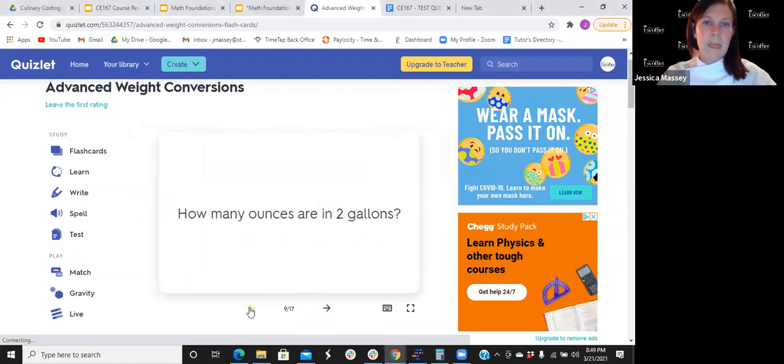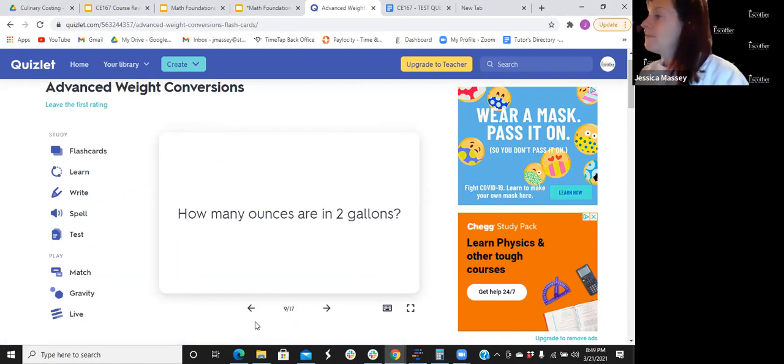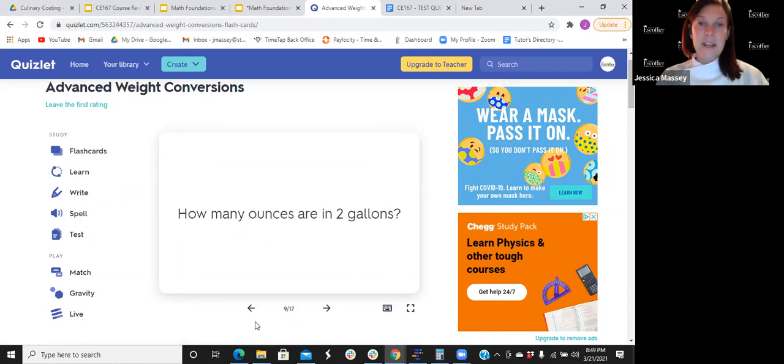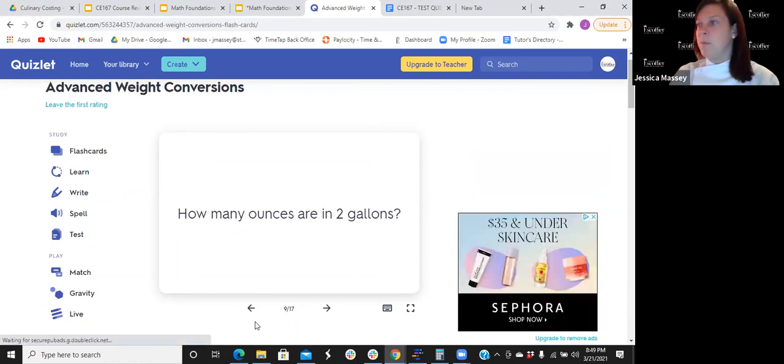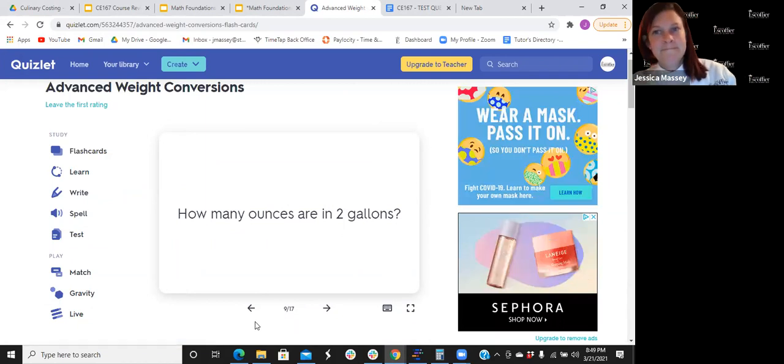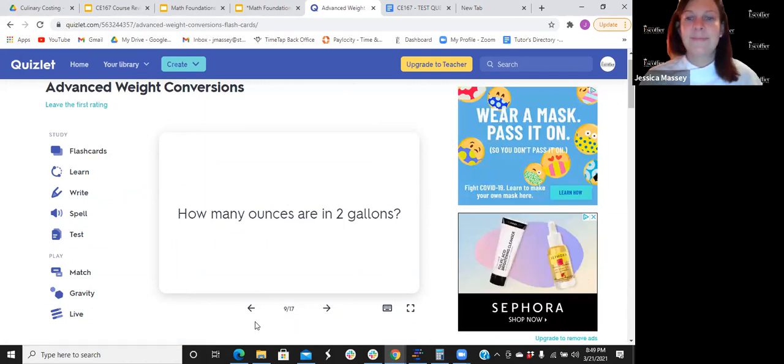How many ounces are in 2 gallons? So again, how many ounces are in 1 gallon? And then you would multiply that by 2 to get how many are in 2 gallons. I always think of gallons like a gallon of milk. That was my first thought.